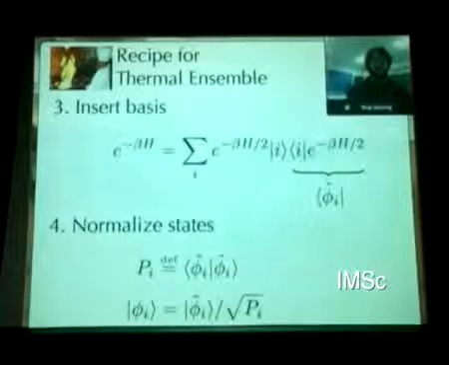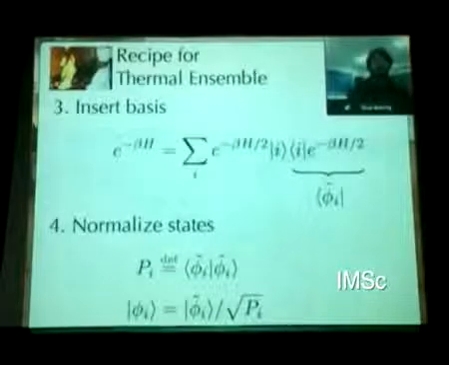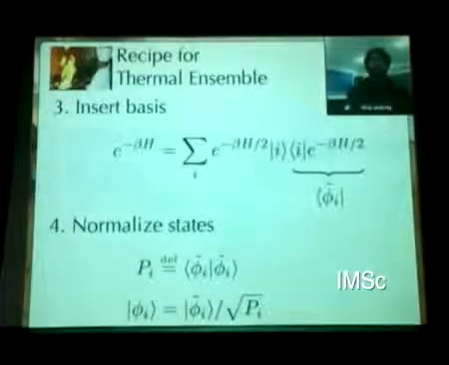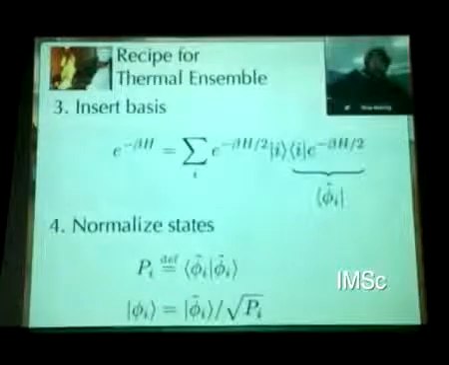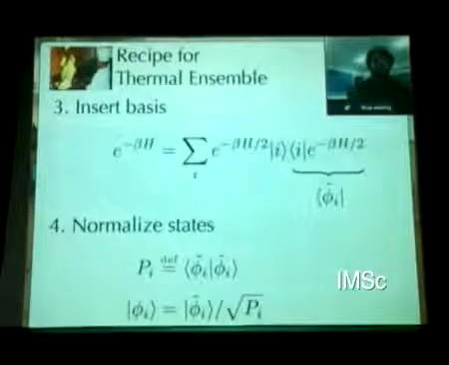Just one comment. If you choose the intermediate states, when you resolve the identity, as eigenstates of the Hamiltonian, then the separation into e to the power of minus, you can do in any way you like. That's right. Absolutely. Maybe that would be a good case to think about to come up with a more general version of the algorithm.